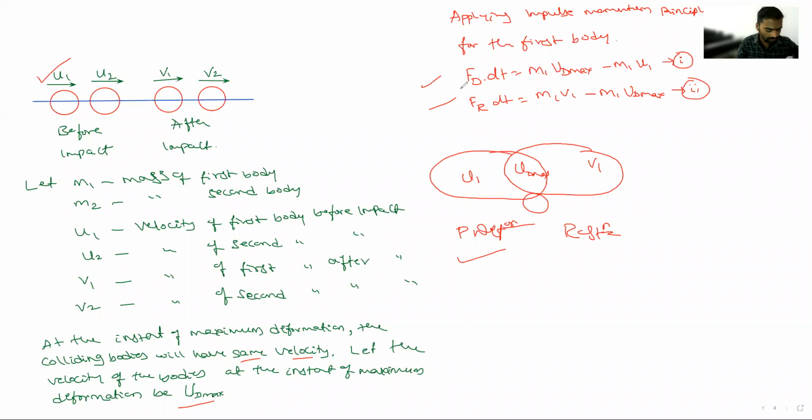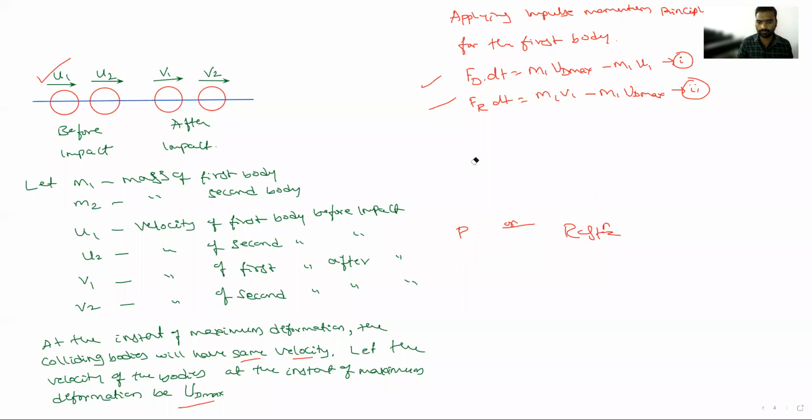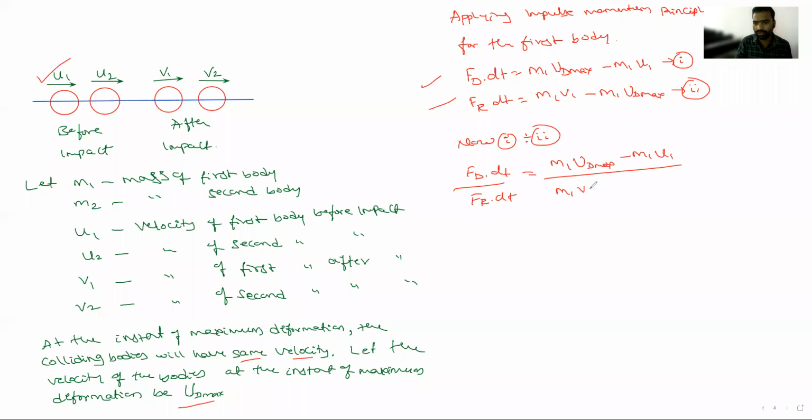Is it clear, all of you, these two equations? Yes, sir. Now you can take the ratio of these two. So take equation number 1 divided by equation number 2. So that is fd into dt divided by fr into dt is equal to m1 ud max minus m1 u1 divided by m1 v1 minus m1 ud max.